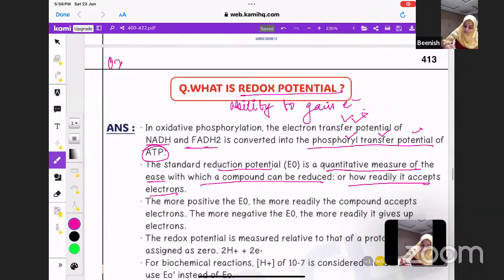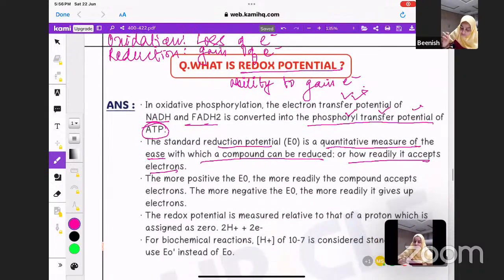What is oxidation? Oxidation is loss of electrons, and reduction is gain of electrons. So reduction potential is a quantitative measure of the ease with which a compound can be reduced. Can be reduced means it can gain electrons. I've already told you what is redox potential. In simple words, just remember it is the ability to gain electrons.